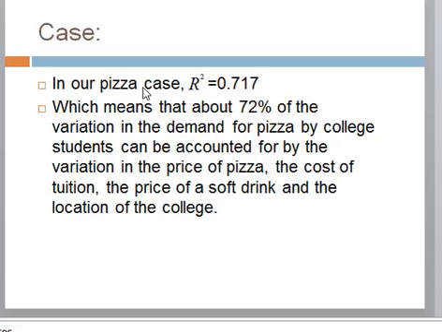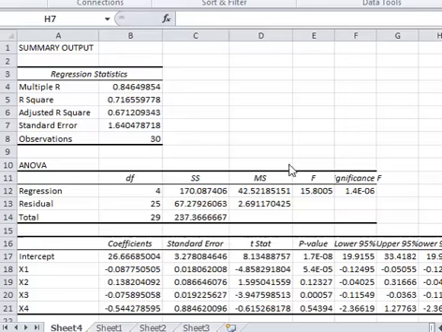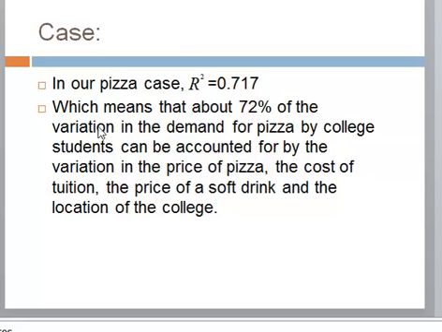For our pizza case, the coefficient of determination, r square. You can also find the r square from the Excel output. It's here. Under regression statistics, r square is 0.71, which means that about 72% of the variation in the demand for pizza by college students can be accounted for by the variation in the price of pizza, the cost of tuition, the price of soft drinks, and the location of the colleges.